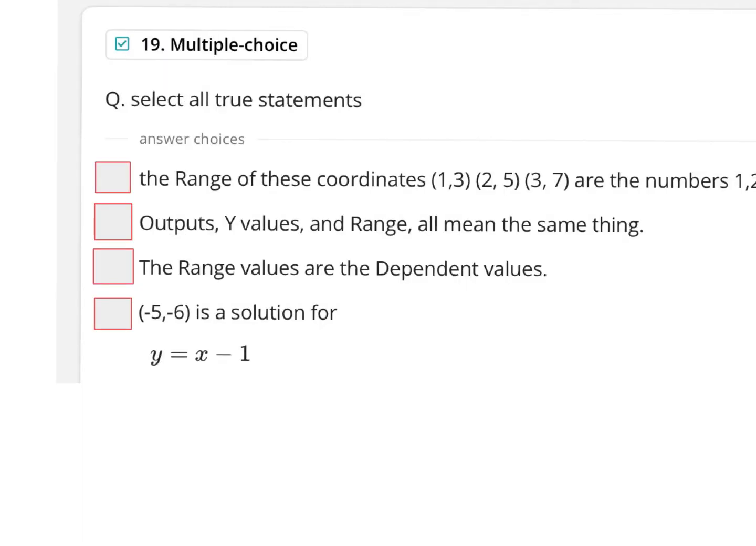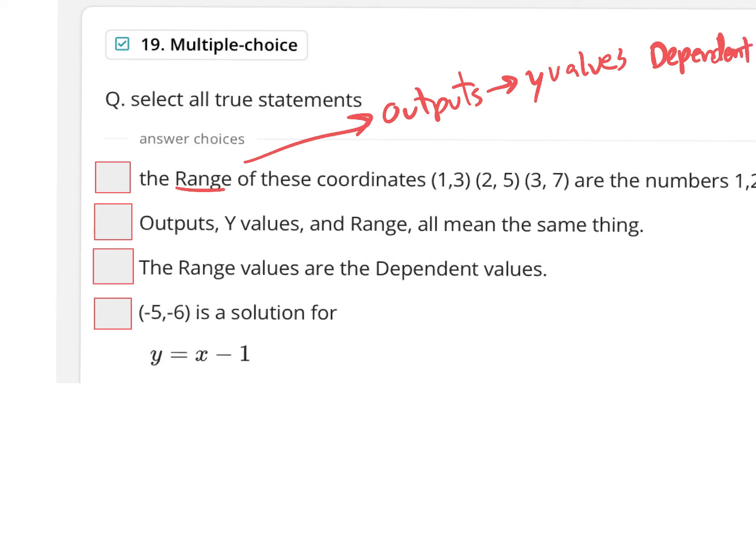On this question, they ask us to select all the true statements. So it says the range of these coordinates 1, 3, 2, 5, 3, 7. The range are the numbers. First of all, let's begin by stating, what does range mean? Range are your outputs. They are your y values. They are your dependent values. Dependent. Okay, so all of those mean the same thing.